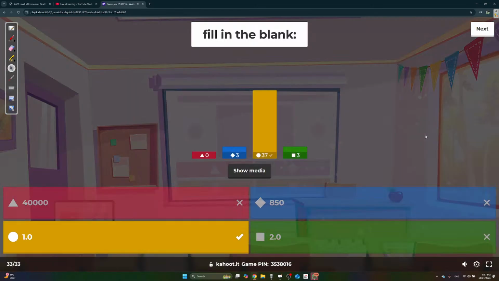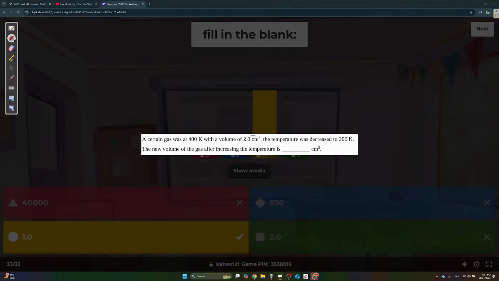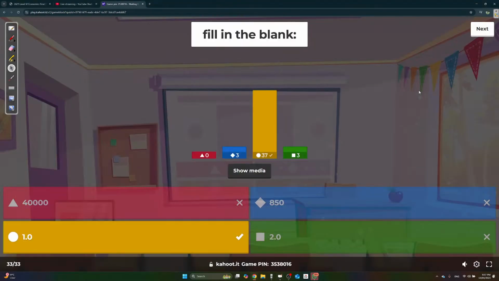Yeah. Okay. So obviously the answer is 1.0. To do this, you use obviously V1 over T1 equals V2 over T2. Since they half the temperature, the volume will therefore be half. So half of 2 is just 1.